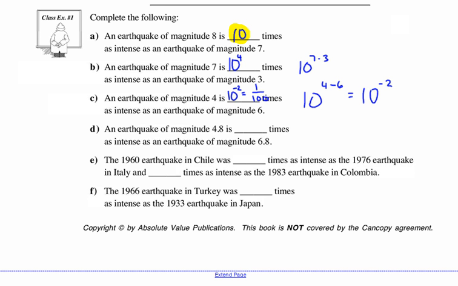An earthquake of magnitude 4.8 to a 6.8, what would that be? Again, same as before, 10 to the negative 2, right? Because 4.8 is not as intense as 6.8.